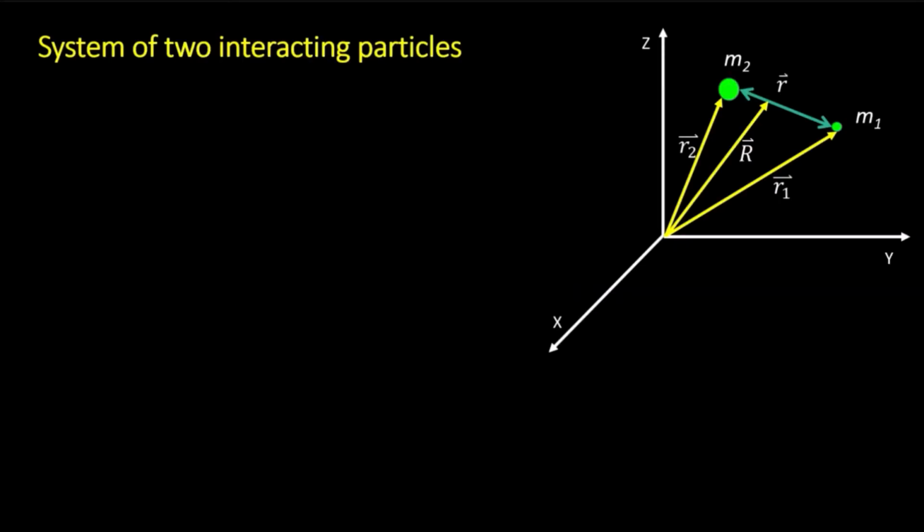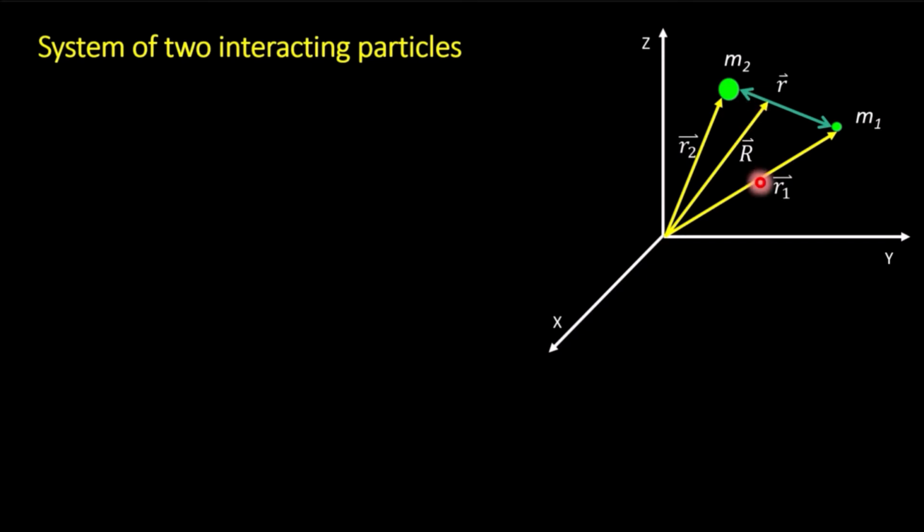For two interacting particles moving in three-dimensional space, the wave equation of the system can be reduced into two one-particle equations, one representing the translational motion of the center of mass and the other the relative motion of the two particles. So let's consider two interacting particles of mass m1 and m2 separated by a distance small r as shown here. The center of mass of the system will be somewhere close to the mass m2, as it is heavier than m1.